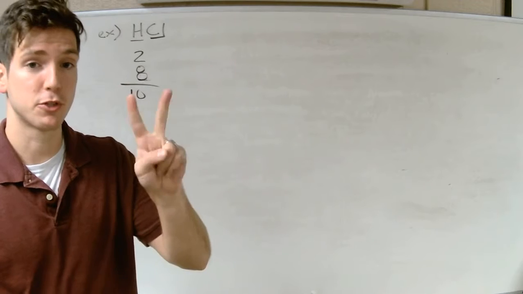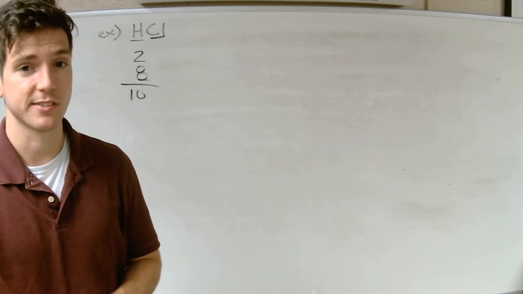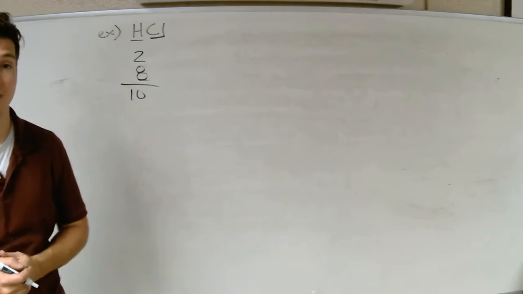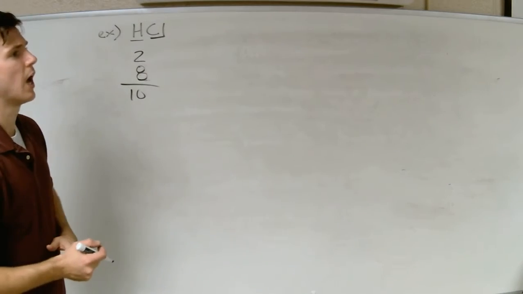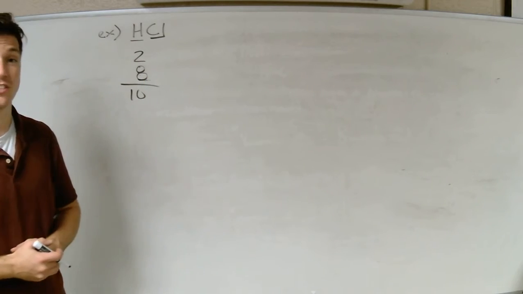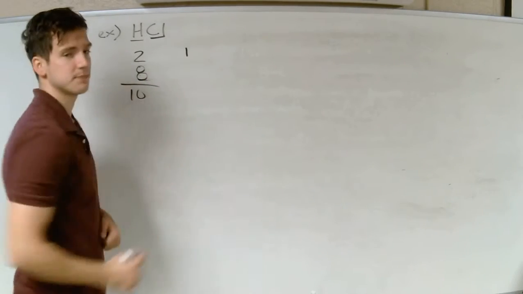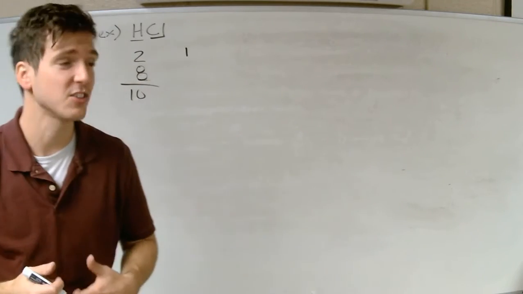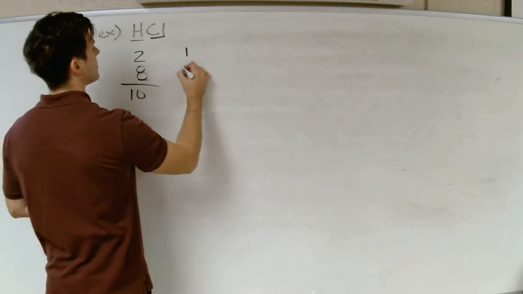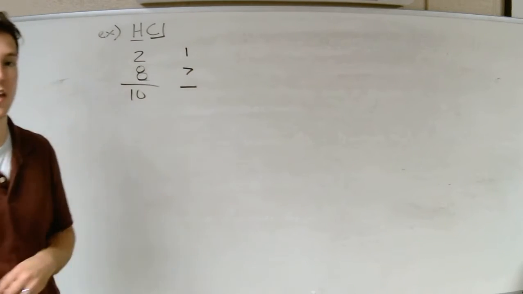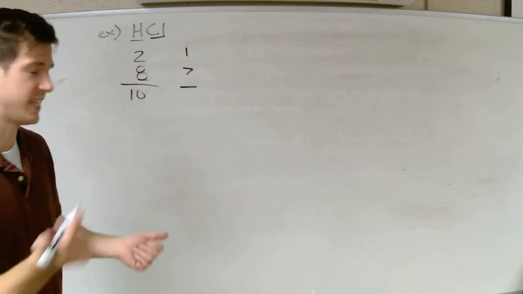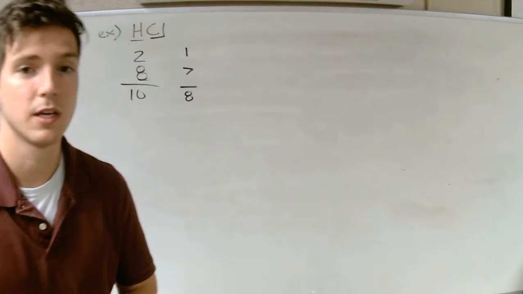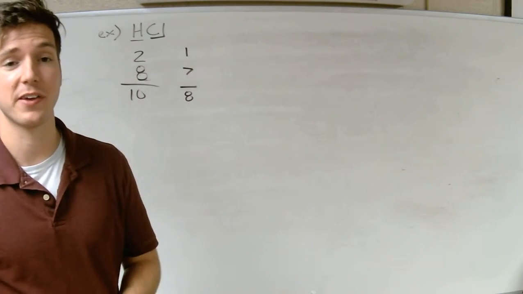Step number 2, count all the valence electrons in our whole compound. I'm going to look at hydrogen and chlorine and see how many valence electrons they have altogether. Hydrogen is in column 1. It has 1 valence electron. I go and look at chlorine. It's over there with those halogens like fluorine and bromine. They all have 7 valence electrons. That means I have 8 valence electrons altogether. So 10 octet and duet electrons, 8 valence electrons.